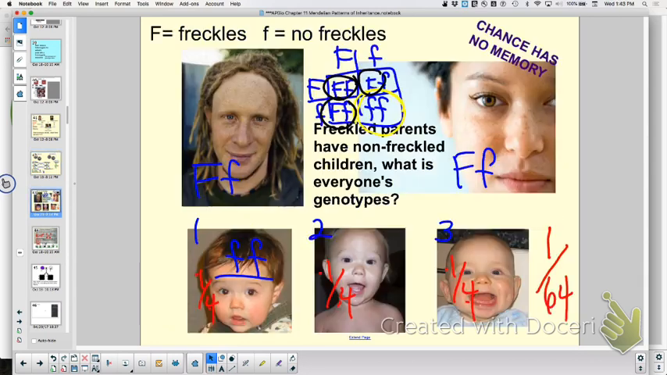All right, and then the next part, that chance has no what? Memory. Each offspring has the same probability of inheriting a trait. It is not dependent on the genetics of the offspring before it. We saw this first: the freckles child had a fourth of a chance of having no freckles. The second child had just as much of a chance as the first child, right? Okay, still a fourth of a chance.